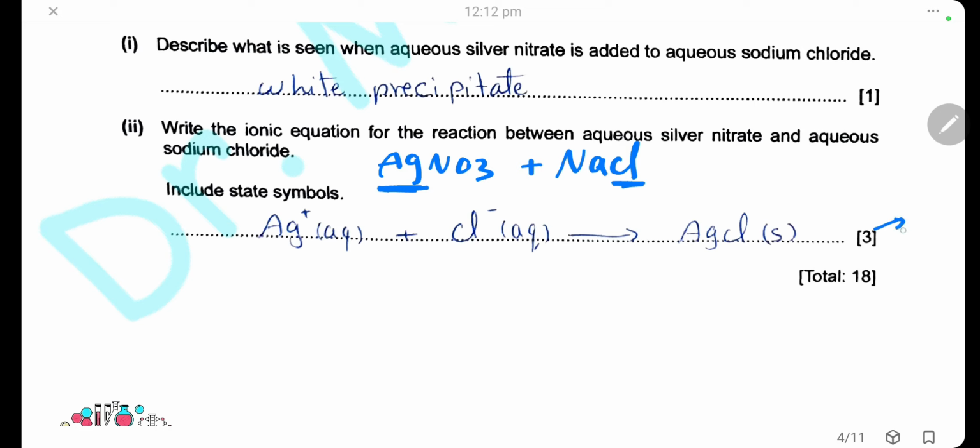One mark will be for the charges of the ions, +1 for silver and -1 for chloride ion. The state symbols: aqueous for the silver ions, aqueous for chloride ions, and solid for silver chloride. And the third mark will be for the correct formula of the precipitate silver chloride, AgCl.